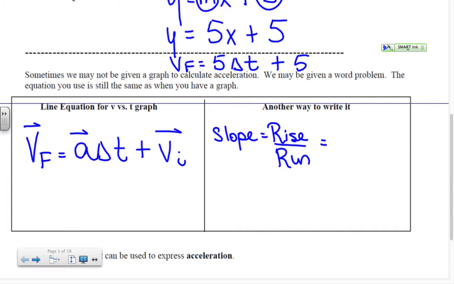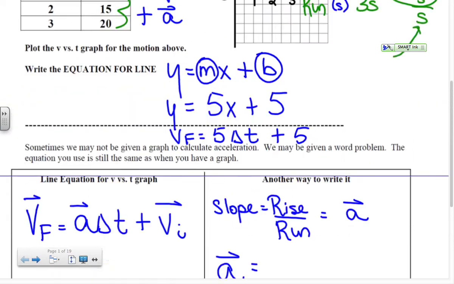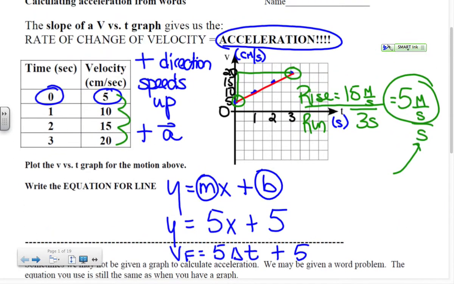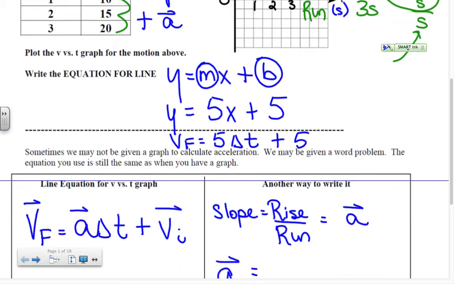And I know the slope of my line represents acceleration. Okay? So what I'm going to do is go back up to my graph and show you what we did to actually find the acceleration based on that graph. Essentially, what I did was I took my final velocity, which was 20 in this case, and my initial velocity, which was 5, and I subtracted those, and that's how I got 15 meters per second.